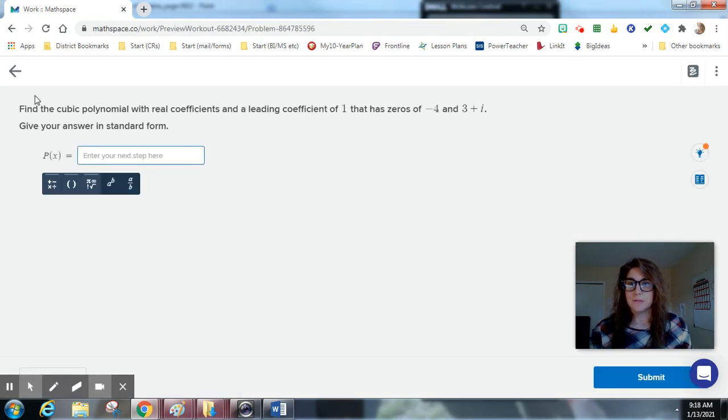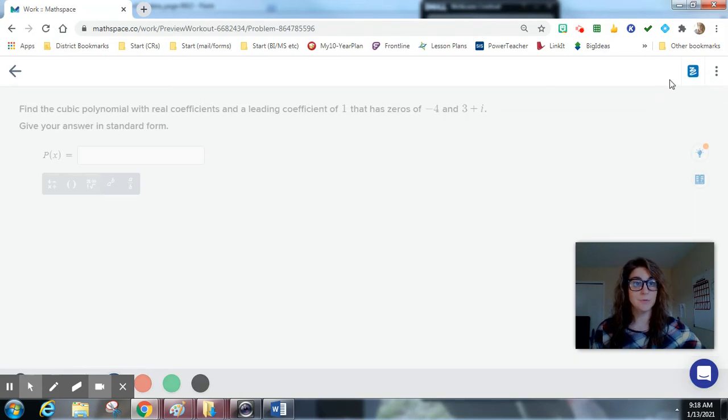Our next one says find the cubic. So right away, I know I have to have a 3rd degree polynomial with real coefficients, leading coefficient of 1, and those are our zeros. Give your answer in standard form. So this is what we were working with previously. I know -4 comes from an x plus 4. And then I have a 3 plus i, which means I also have a 3 minus i. So when we do our problem, we're going to have an x minus 3 plus i, because you go based off of the integer's value, and then x minus 3 minus i.